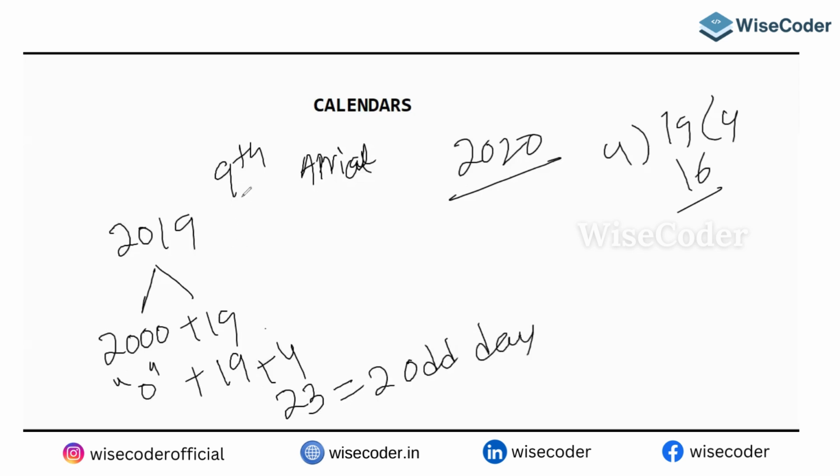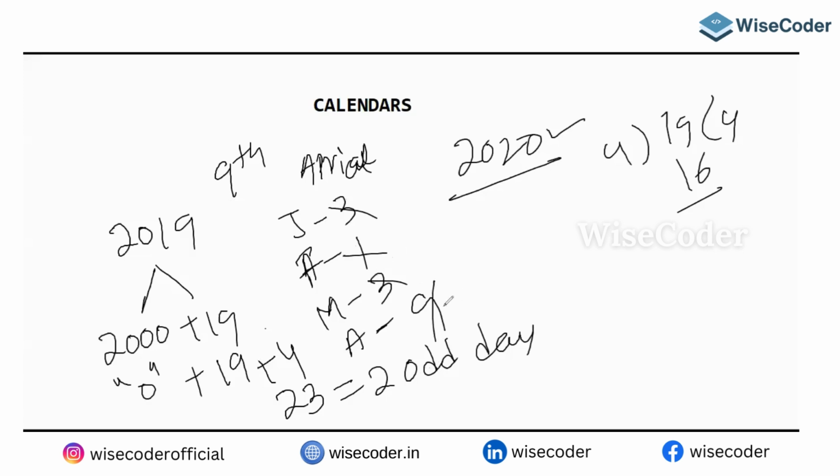You should be very fast. 9th April I want. January is what? 3. February is what? You have to check, is 2020 a leap year? Yes, so add 1. March is 3. April, in April which day do you want? 9th. So 3 plus 1 plus 3 is 7, gone. Divide with 7, I am left with 2. So finally I have 2 odd days here and 2 odd days there.